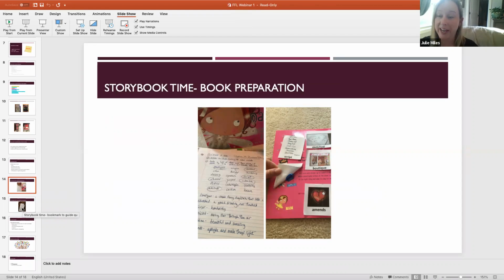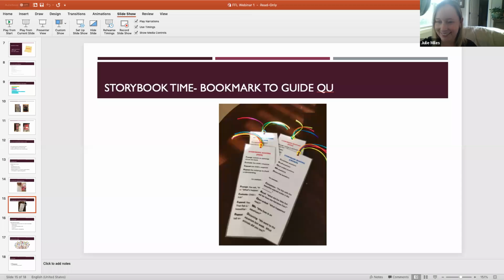And I would use painter's tape because it's less damaging. I would use painter's tape on the back of those pictures I printed and have them ready to go on the back of my book. So that way, when I got to one of the words in the book, I could just flip it, stick it down, take it off, put it down, and I didn't have to go looking for anything, and I didn't lose them.